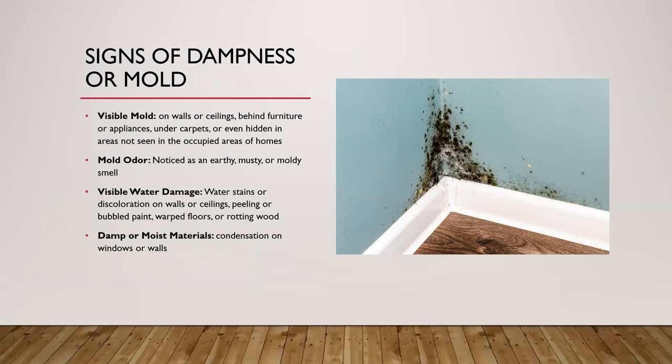If there's visible water damage, such as water stains or discoloration on walls or ceilings, peeling or bubbled paint, warped floors, or rotting wood, or if there's just damp or moist materials, such as condensation on windows or walls. Any one of these signs indicates increased risk to health, and the more that any of them are present, the greater the risk of health problems.